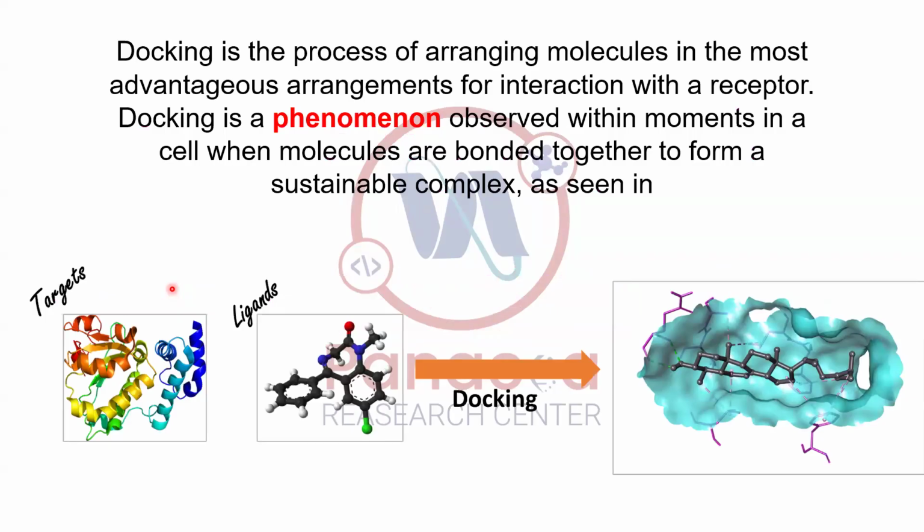So docking is the process of arranging molecules in the most advantageous arrangement for interaction with a receptor, like a protein. Docking is a phenomenon observed within molecules in a cell when molecules are bonded together to form a sustainable complex, a protein-ligand complex, especially for the drug discovery pipeline. So here I arranged a graphical representation for understanding the docking procedure, which forms protein-ligand complexes.